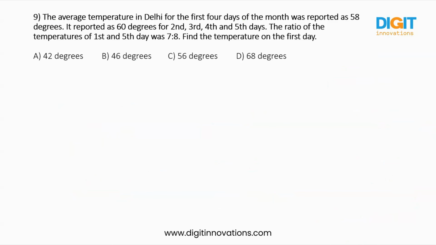The average temperature in Delhi for the first 4 days of the month was reported as 58 degrees. It was reported as 60 degrees for the second, third, fourth, and fifth days. The ratio of the temperature of the first and fifth days was 7:8. Find the temperature of the first day. So first day, second day, third day, fourth day, fifth day temperature. Total 5 days.